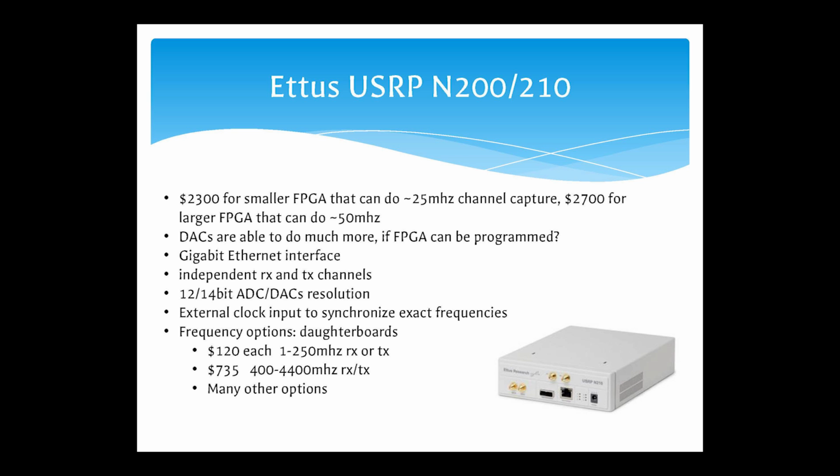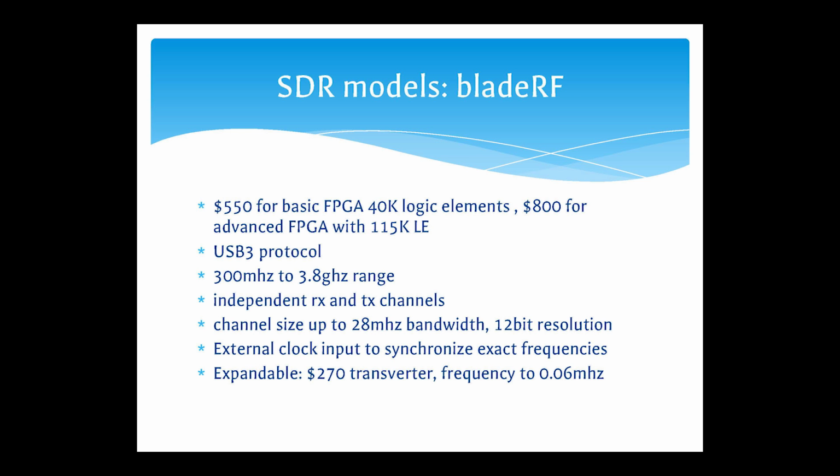This does not actually do the tuning. You buy daughter boards that plug in and that handle certain frequency ranges. So you can buy a basic one, which is from 1 to 250 megahertz, either receive or transmit separate boards. They're $120 each. Or a more advanced board for $700 that ranges from 400 to 4400 megahertz in transmit or receive. Lots of other options. Next example is the bladeRF that just came out.